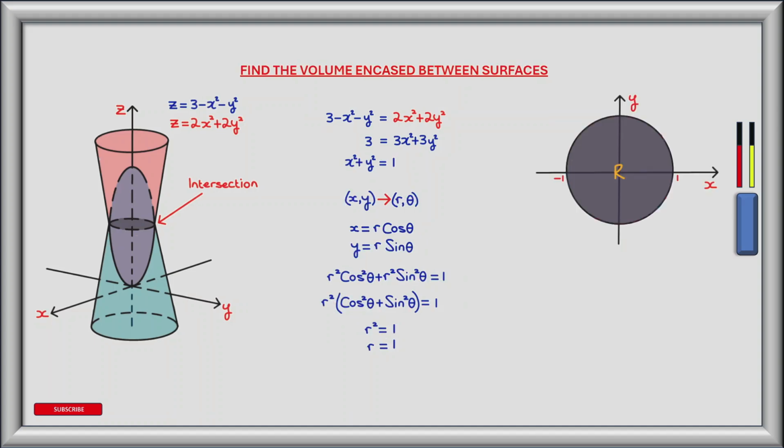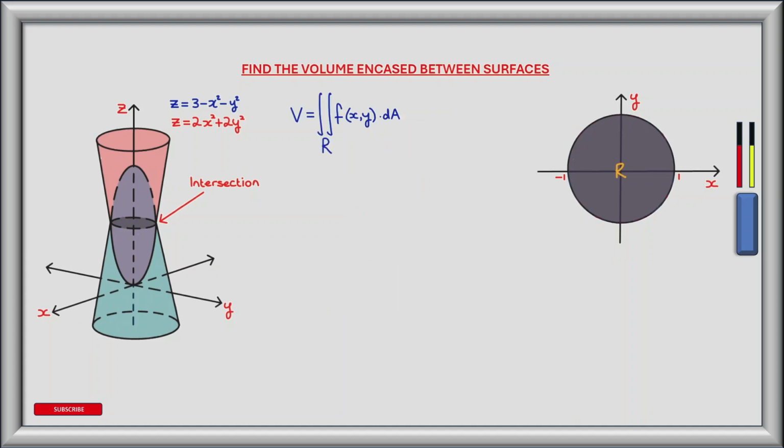To help visualize, I've sketched the region of intersection on the right-hand side of the board. As you can see, it's a circle centered at 0 with a radius of 1. Now let's look at what we need to do to find the volume. The volume is a double integral over the region R, which sums infinitesimally small pieces of area, shown here as dA. These are multiplied by a height function f of xy, and this gives infinitesimally small pieces of volume.